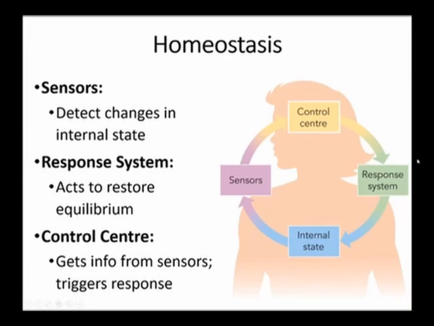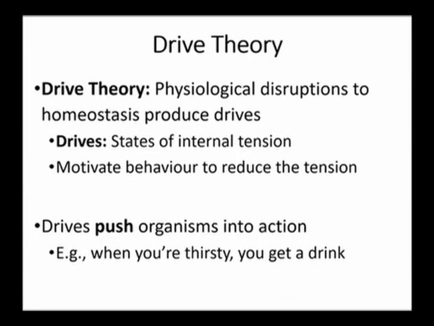And so this can work with pretty much any kind of thing we can think about. So having the right levels of energy in the body. If our energy levels are too low, then the sensors will tell our control center that we need to start breaking stuff down to get more energy to get back to our normal internal state. And we'll talk more about that when we actually get into eating and motivation for food and things like that just a little bit later in the lecture.